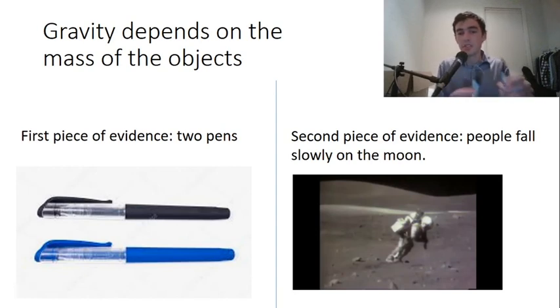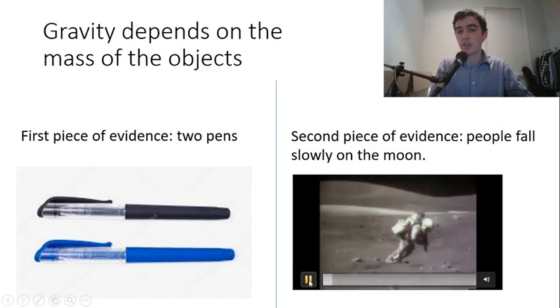But if I put these two pens in space, away from any other forces, they might start moving very, very slowly together. Okay, so this whole slide is: gravity depends on the mass of the objects. This is our first piece of evidence. I'm trying to prove it to you. The second piece of evidence is people fall slowly on the moon. Let's look at this video.